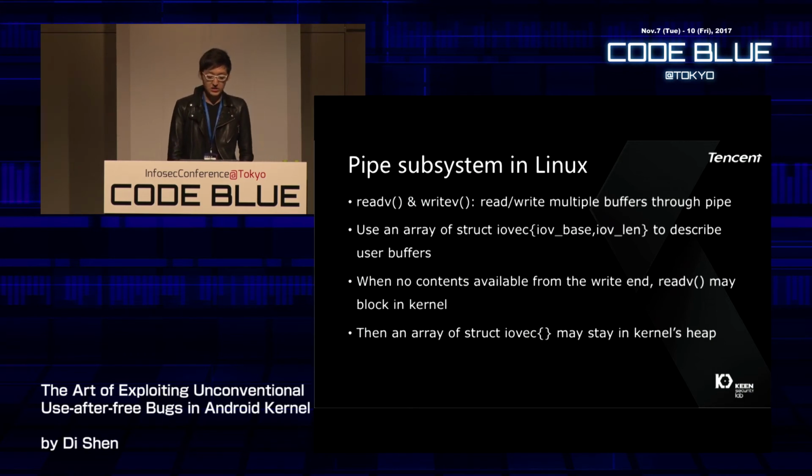And the second thing is that in readv and writev, there is a parameter which is an array of structure iovec with its members iov_base and iov_len to describe the user buffers. Also, when no contents are available from the write end, the readv syscall may be blocked in the kernel. So in this way, you can use readv to spray the kernel heap, and the contents will stay in the kernel persistently. It's a good way to do heap spraying.